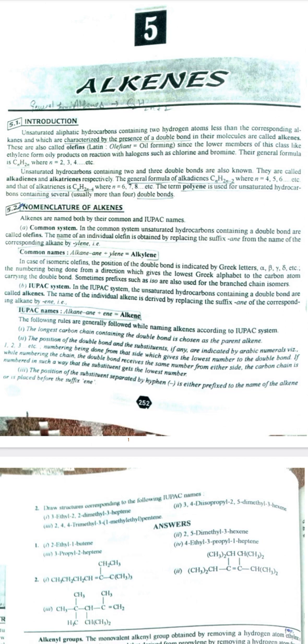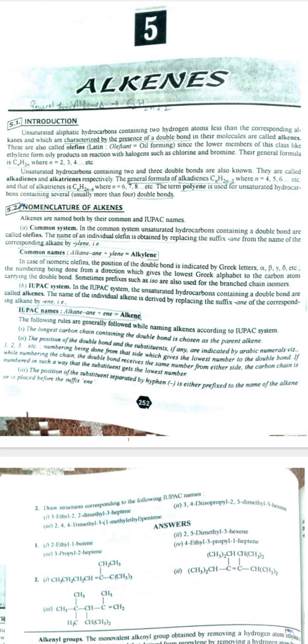The term polyene is used for unsaturated hydrocarbons containing several, usually more than 4 double bonds. Nomenclature of alkenes. Alkenes are named both by their common and IUPAC names. Common system. In the common system, unsaturated hydrocarbons containing a double bond are called olefins.